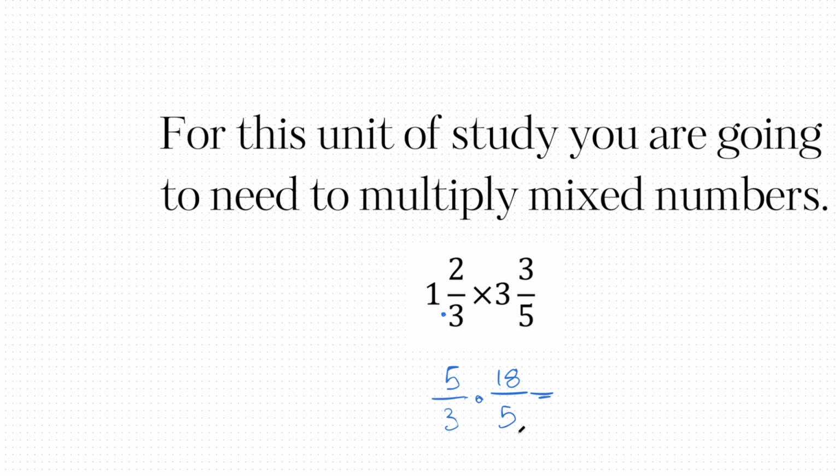Now for this problem, we can cross reduce. I'm going to cross reduce the 5, so I'm going to make this a 1 and a 1. Then I can cross reduce the 18 and the 3, because I know 3 goes into 3 once, and 3 goes into 18 6 times. Now when I multiply, remember the way you multiply fractions: you multiply the numerators and then the denominators. So 1 times 6 is 6, and 1 times 1 is 1. So our answer is 6. And there it is. Anytime you're multiplying mixed numbers, convert them into improper fractions, and then multiply them, and then you'll be off and running.